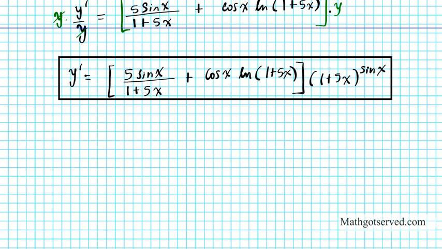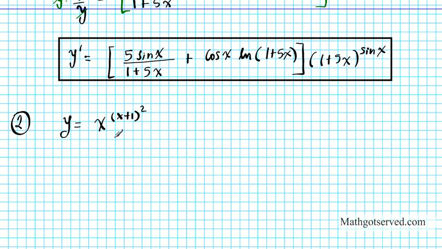For example 2, let's assume we have the function, and we're still looking for the derivative. y equals x to the x plus 1 squared. What we're going to do first is take the natural logarithm of both sides so we can bring down this power. So the natural logarithm of y equals the natural logarithm of x raised to the x plus 1 squared.